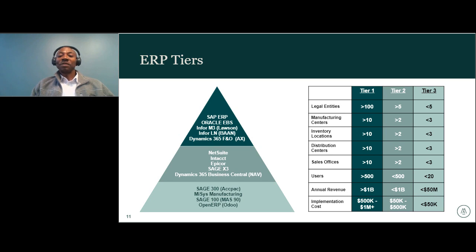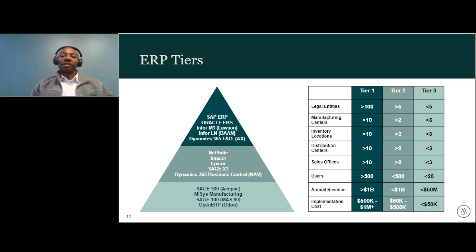Tier 3 ERP systems have the least capability of the tiers. They are usually focused, with some exceptions, on smaller mom and pop type organizations. I have included here a few examples. Sage does very well in this market and has a lot of tier 3 products focused on specific regions of the world.